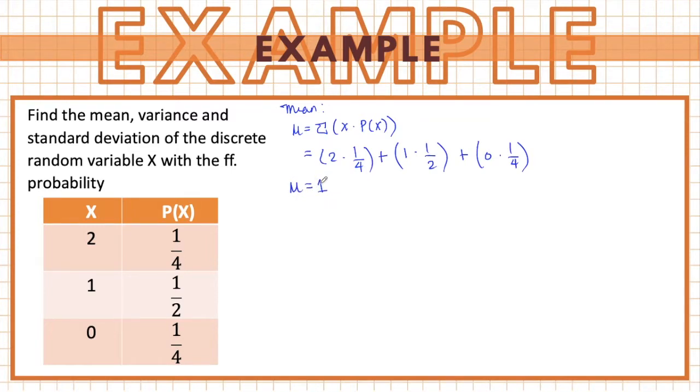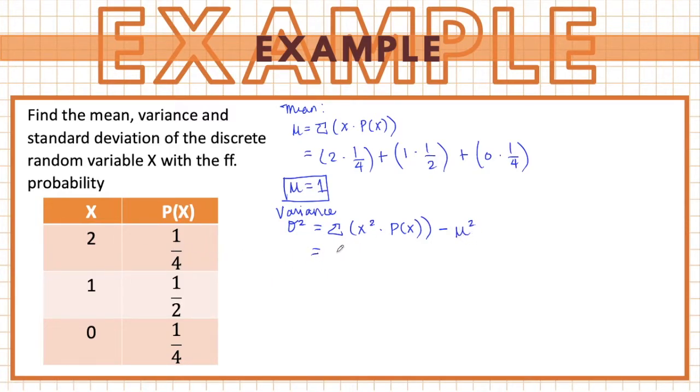So mu is equal to 1, or the mean of this discrete random variable x is 1. Next is the variance. To solve for the variance, we have to get the sum of x squared times probability of x, and then we subtract the sum of the products to mean squared, or mu squared.